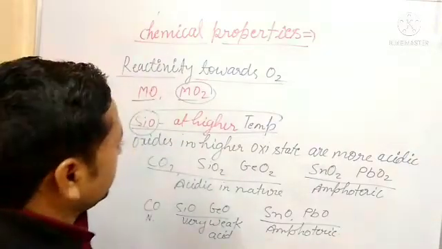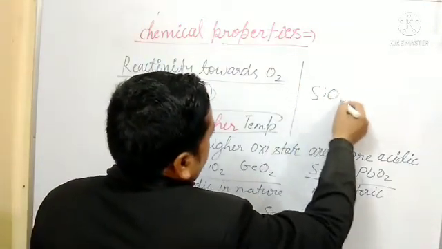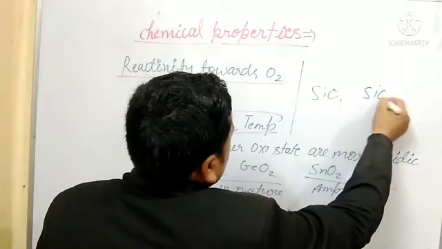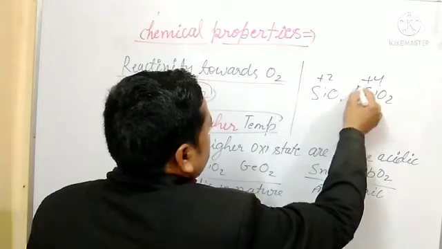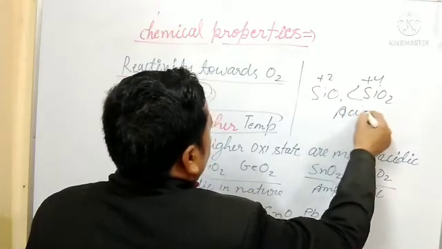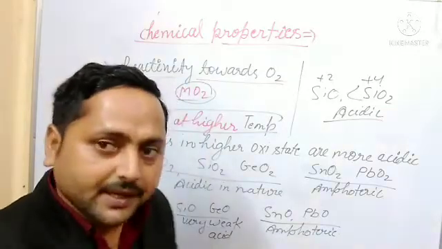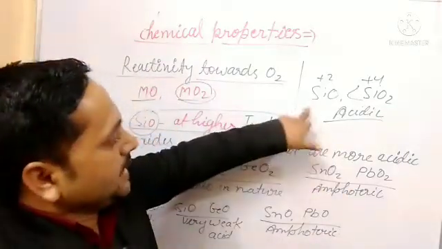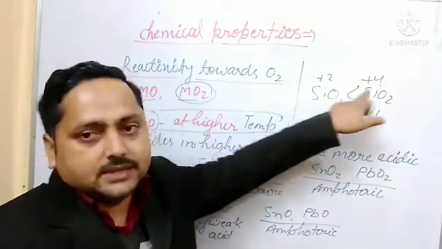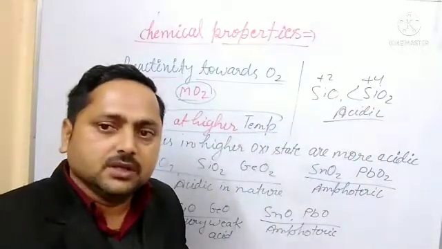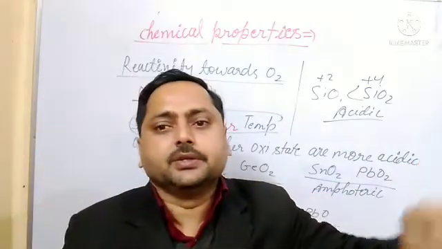Like this, if I write SiO and SiO2, the oxidation state is +2 in SiO and +4 in SiO2, so SiO2 is more acidic than SiO. We have to remember that the monoxide SiO is less acidic than SiO2. On increasing the oxidation state, acidic character increases in group 14.